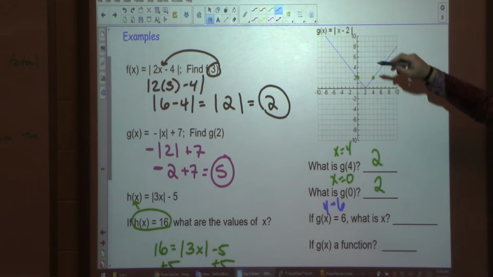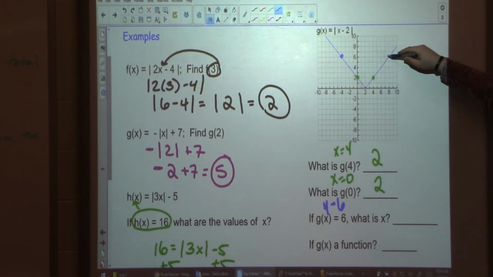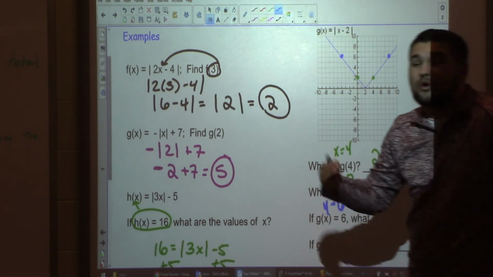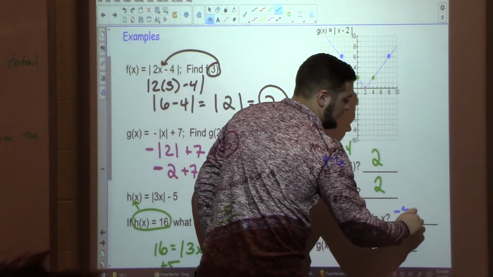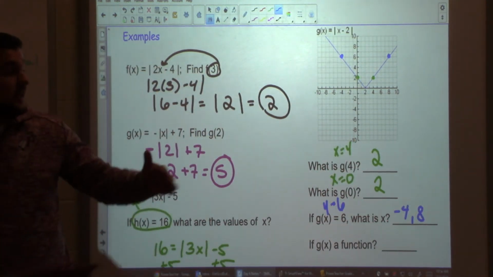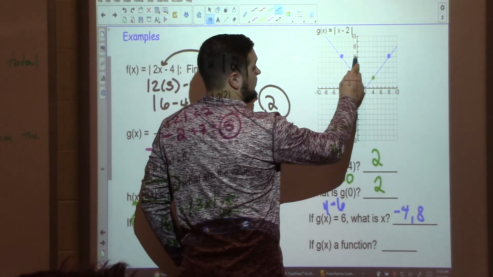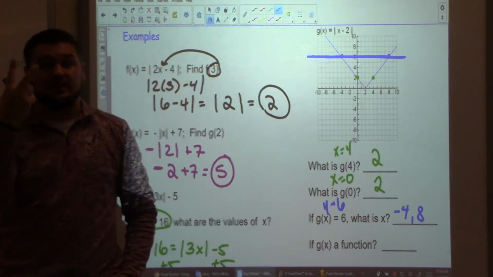Negative 4. Negative 4 and 8, right? Or negative 4 or 8, technically. So, what is x? Negative 4, I'm just going to put a comma there for now. Negative 4 or 8, right? It can be either of those. Where y is 6, it hits twice. So I have 2 values for x.